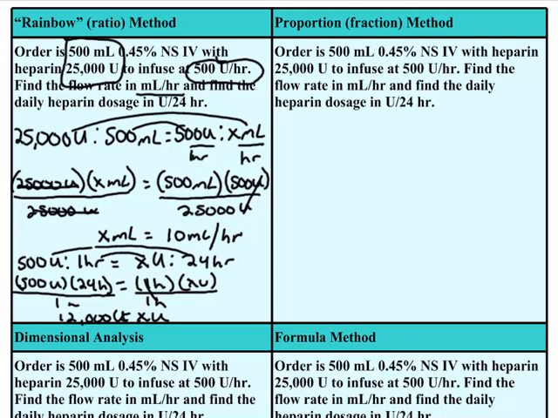Let's do these same problems with a proportion method. Again, they're asking me to find the flow rate in milliliters per hour. They give me information that tells me how many units are per hour. They want to know the milliliters per hour. Because the time doesn't change, we can almost ignore the time here and just focus on converting the 500 units to an unknown number of milliliters. We have a relationship given to us between units and milliliters directly from the problem. We can see that there's 500 milliliters and 25,000 units.